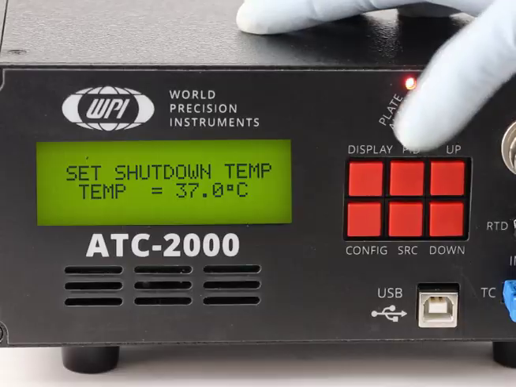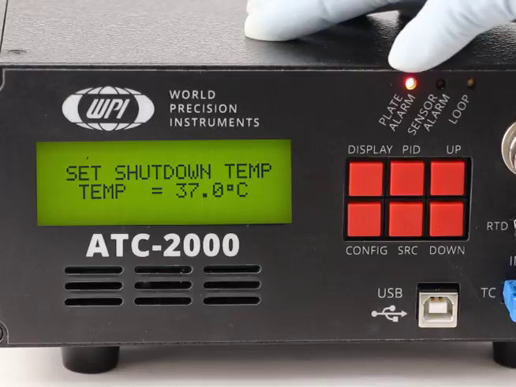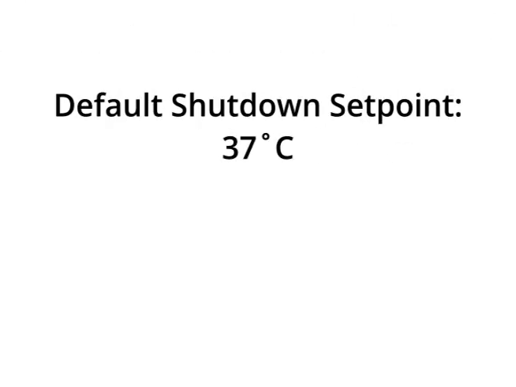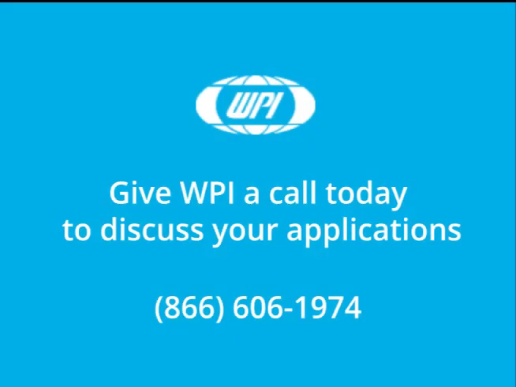The shutdown mode has its own shutdown temperature set point, which is different than the temperature set point in normal mode. By default, the shutdown set point temperature is set to 37 degrees Celsius. You may set it anywhere between 20 degrees and 45 degrees Celsius. If you have any questions about the configuration parameters, just give us a call.